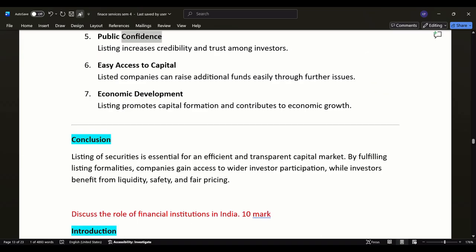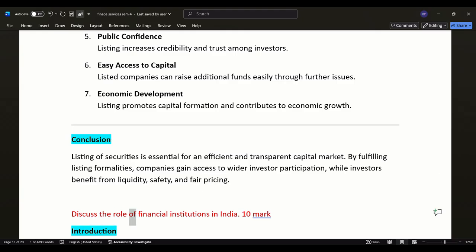Public confidence. Listing increases credibility and trust among investors. Easy access to capital. Listed companies can raise additional funds easily through further issues. Economic development. Listing promotes capital formation and contributes to economic growth. Conclusion. Listing of securities is essential for an efficient and transparent capital market. By fulfilling listing formalities, companies gain access to wider investor participation, while investors benefit from liquidity, safety, and fair pricing.